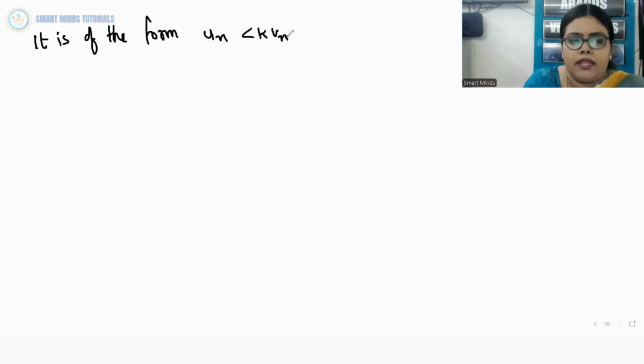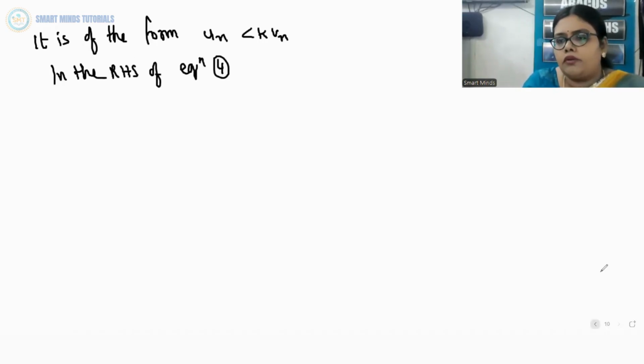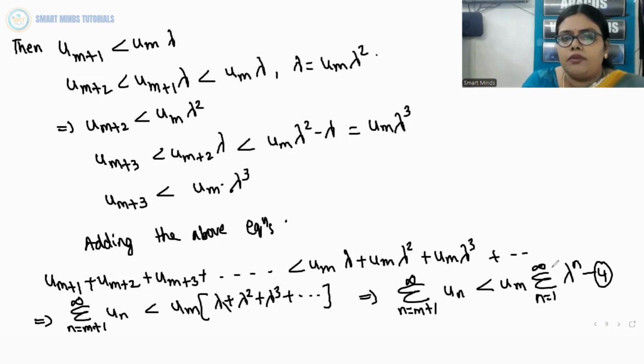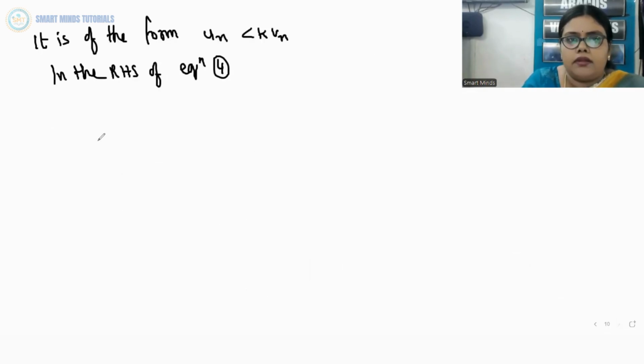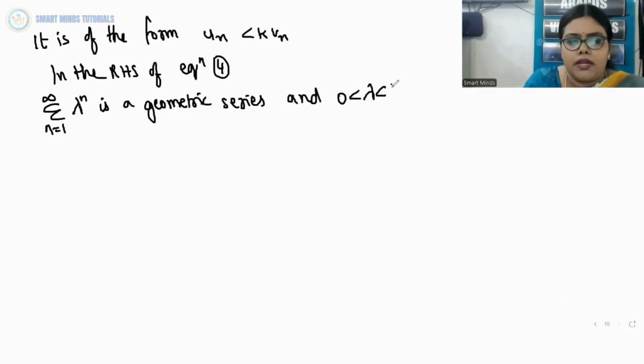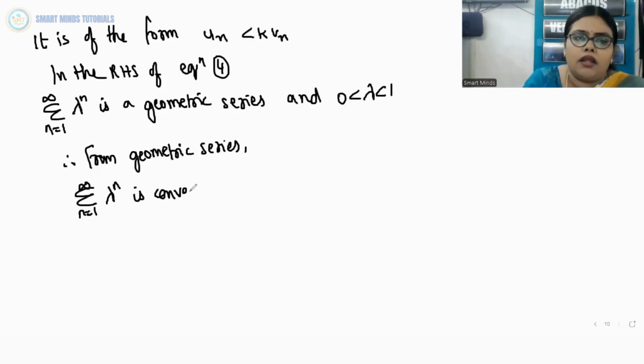So it is in what form? It is of the form un less than k vn. So you can see in the RHS of equation number 4, I'll go back to equation number 4. You just see the RHS of equation number 4. So what do you have? Sigma n is equal to 1 to infinity lambda power n is a geometric series, and 0 less than lambda less than 1. Therefore, from geometric series, sigma n is equal to 1 to infinity lambda power n is convergent.